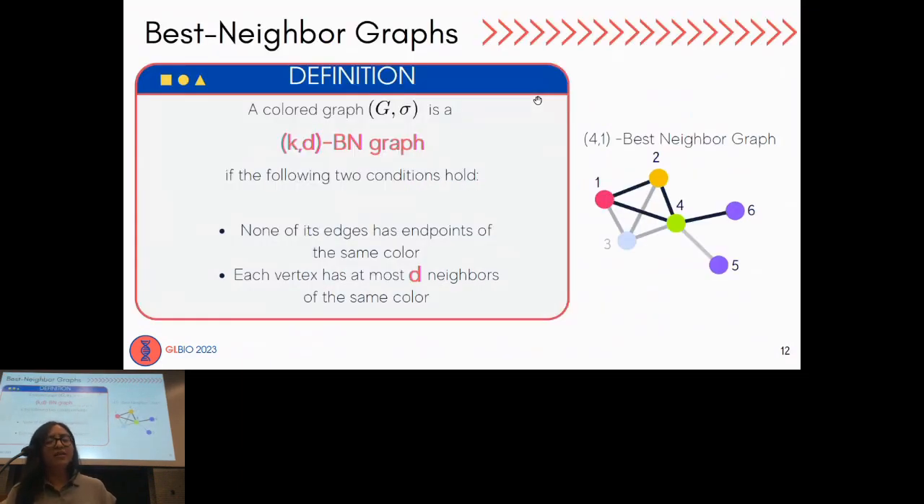Here is our mathematical structure. The best neighbor graph is a color graph. It's a properly colored graph. This means that no two endpoints have the same color, and each vertex has at most d neighbors of the same color.